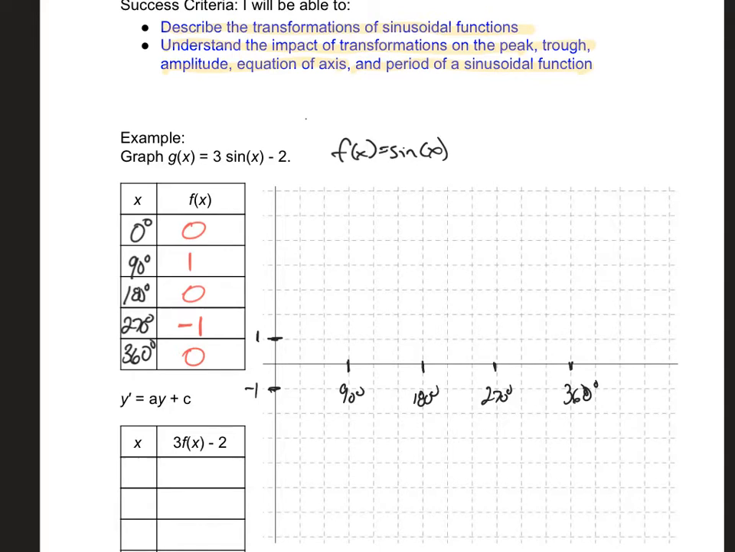So let's plot this in red, where 0, 0 is there, 90 degrees and 1 would be there, 180, 0, 270, -1 brings us down there, and 360, 0 brings us back to the midway point. So again, that 5-point system, we have to get very comfortable with that for this unit. So let's connect the dots in a smooth curve. That looks like a sine wave. There we go. That looks pretty good.